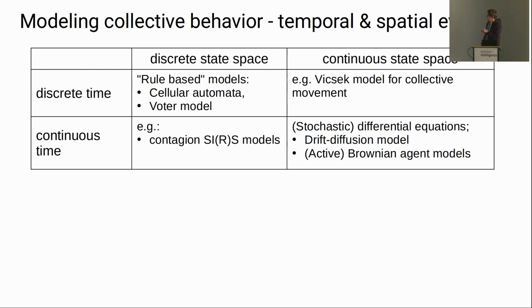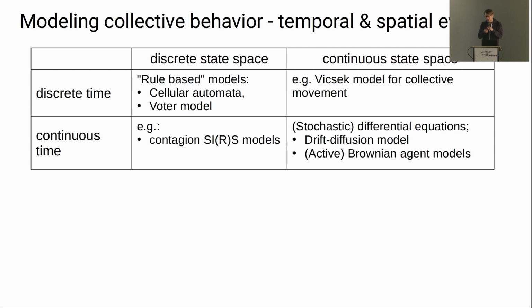And then you can have the other way around, a continuous state space but discrete time. The Vicsek model for collective movement or for flocking is a classical example of this, and I don't have time to go into details of how the Vicsek model works, but basically the idea is that you have agents in 2D, and they move with a constant speed, so the only degree of freedom they have is which direction they move. It's a continuous state space, because I can move in all the directions in 2D, so my heading angle goes from 0 to 2 pi, or 0 to 360 degrees.